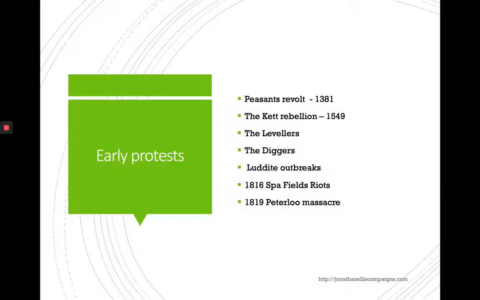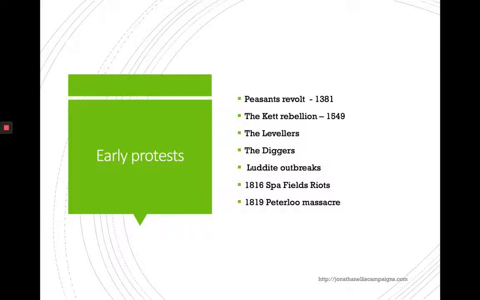And linked to that, the Diggers. And the Diggers got their name because they wanted to farm on common land. We see the Luddite outbreaks in the early 19th century. And these were protests at the emergence of new technology, which was threatening jobs. And then in 1816, there's the Spa Fields riot, followed three years later in 1819 with the Peterloo massacre. Both of those were protests around the lack of ability to vote, basically.